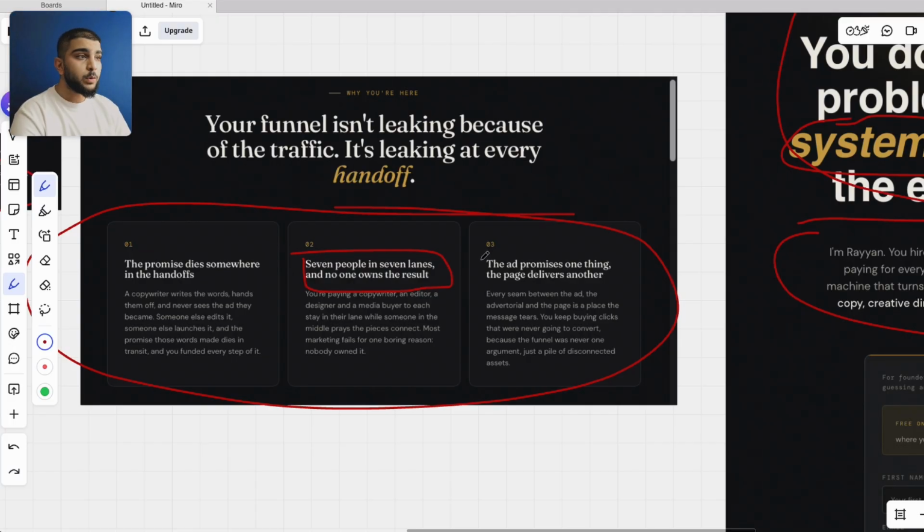We're going to go into a bit more detail as we go through and call them out. So for example, what they're doing wrong: their ad promises one thing and the page delivers another. And then there's a bit more context down below, which talks about what they're doing wrong.